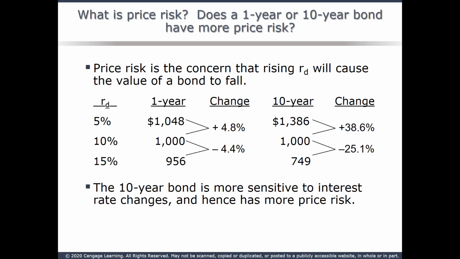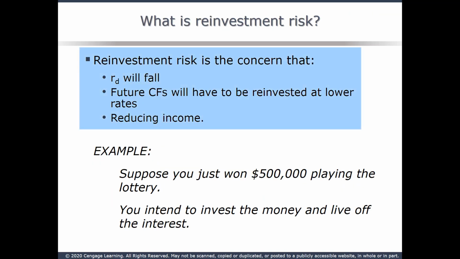Bonds are subject to two basic types of risk, price risk and reinvestment risk. Price risk is the risk that a rising yield to maturity will force the value of a bond down. As you can see on the slide, price risk affects longer maturity bonds more than shorter-term bonds. Reinvestment risk is the concern that as market rates fall, you'll have to reinvest cash flows from a bond at rates lower than you were earning on the bond.